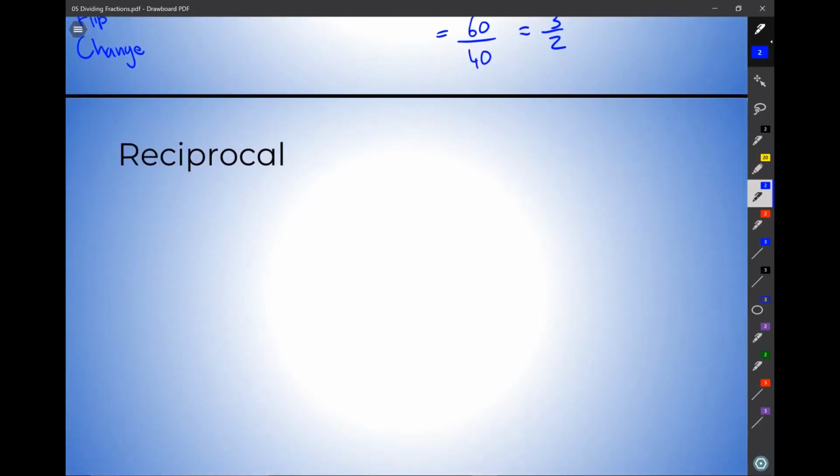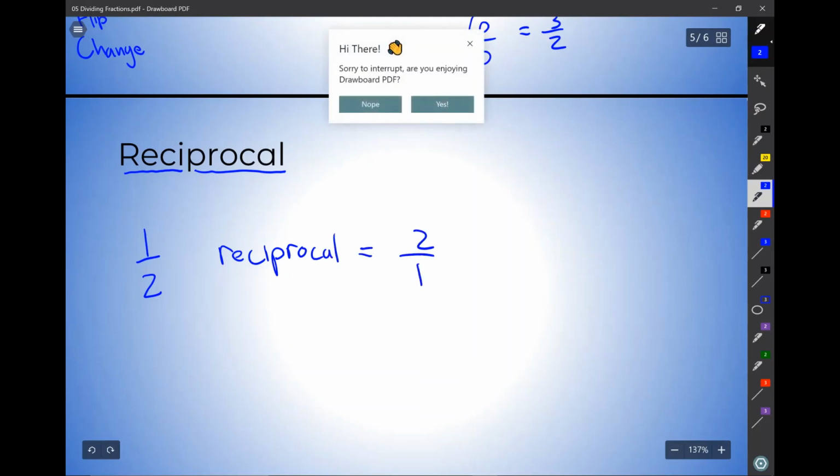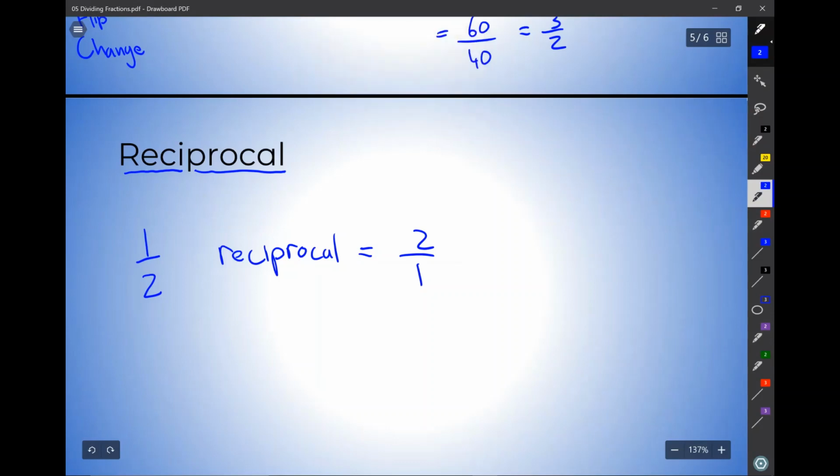So this is an important word we need to learn, the reciprocal. The reciprocal is what we get when we flip our fraction. So if I have the fraction 1 over 2, the reciprocal equals 2 over 1. The reciprocal is a fancy word for the flipped fraction.